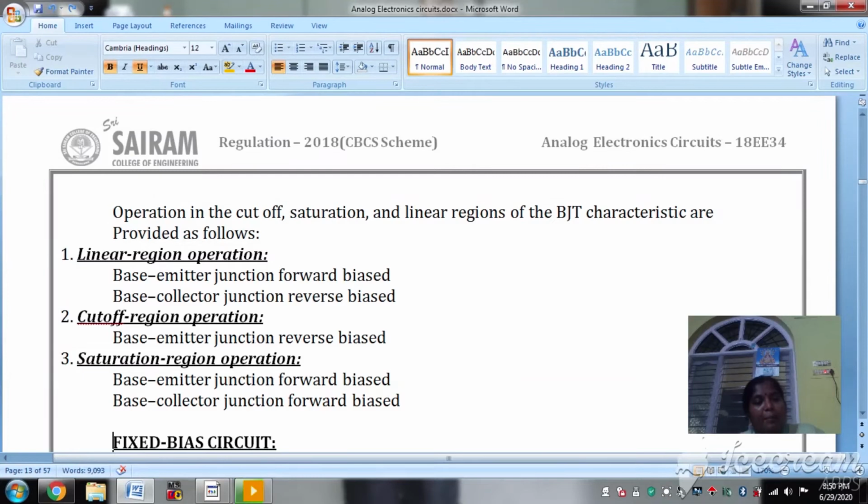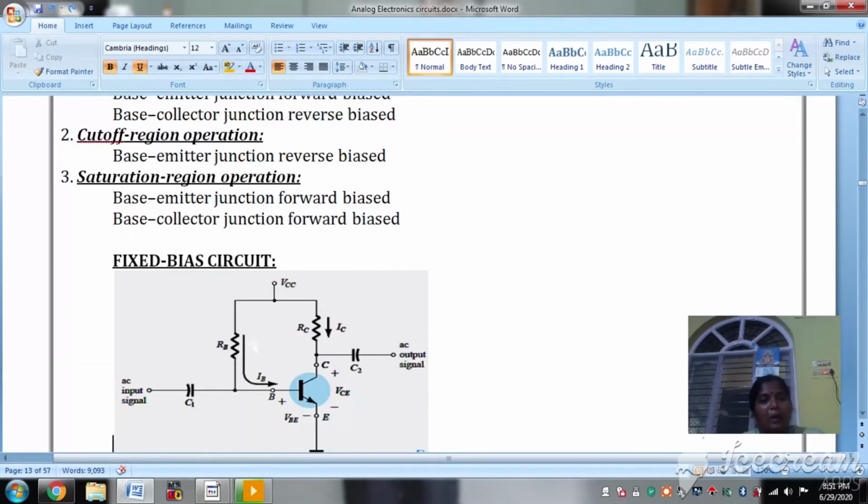Saturation means the base-emitter junction is forward biased and the base-collector junction is also forward biased. Okay, so this is about the three regions of your transistor. Now we will see some of the biasing circuits. This is very, very important.